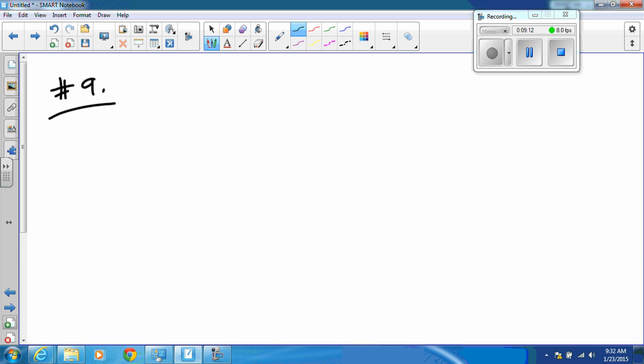Here we have function f of x equals x plus 1 over x. And we have an interval, which is x is between 1/2 and 2. And now what do they want us to do?